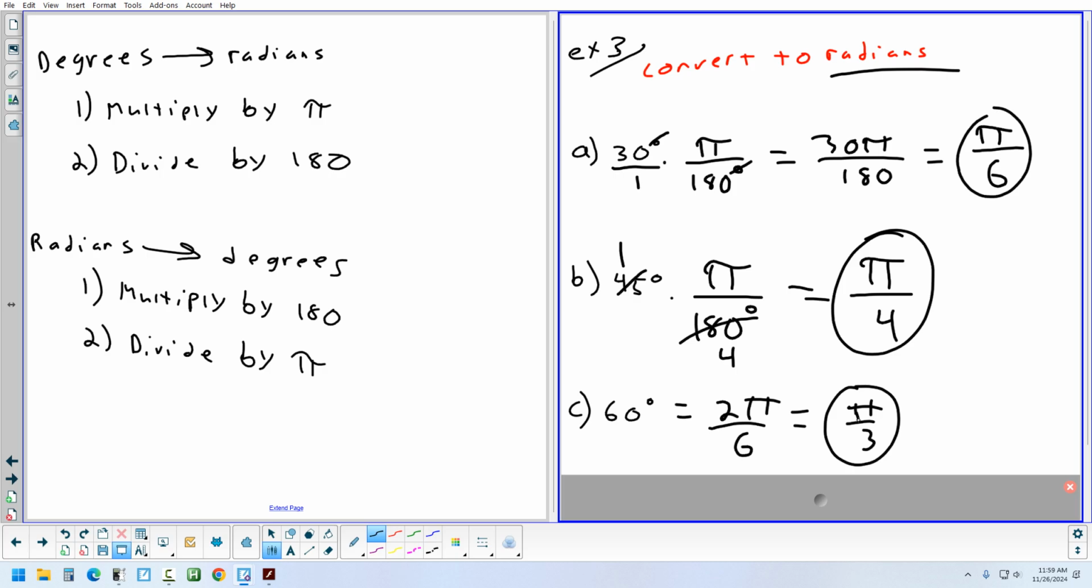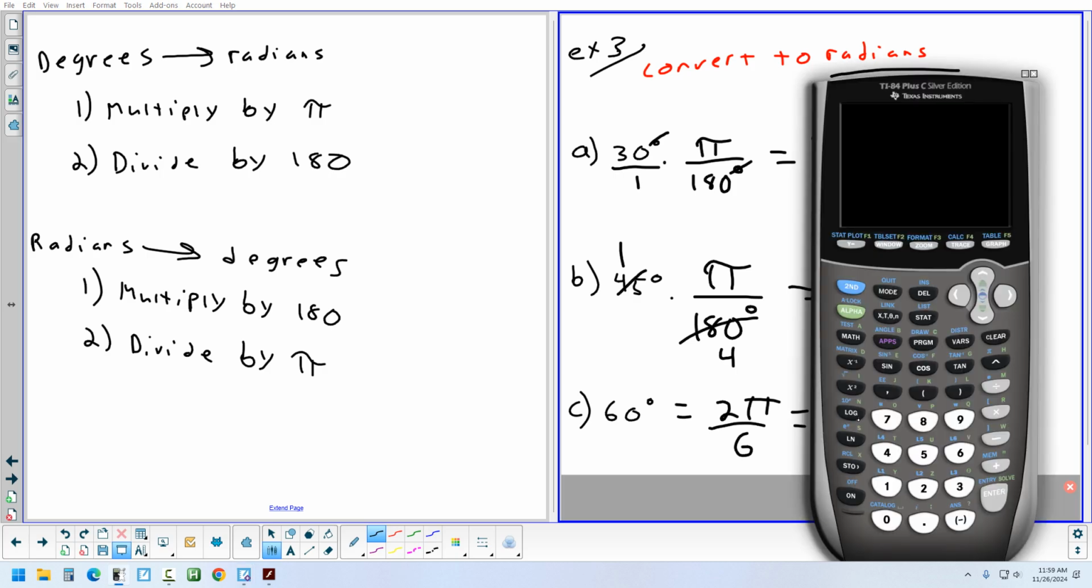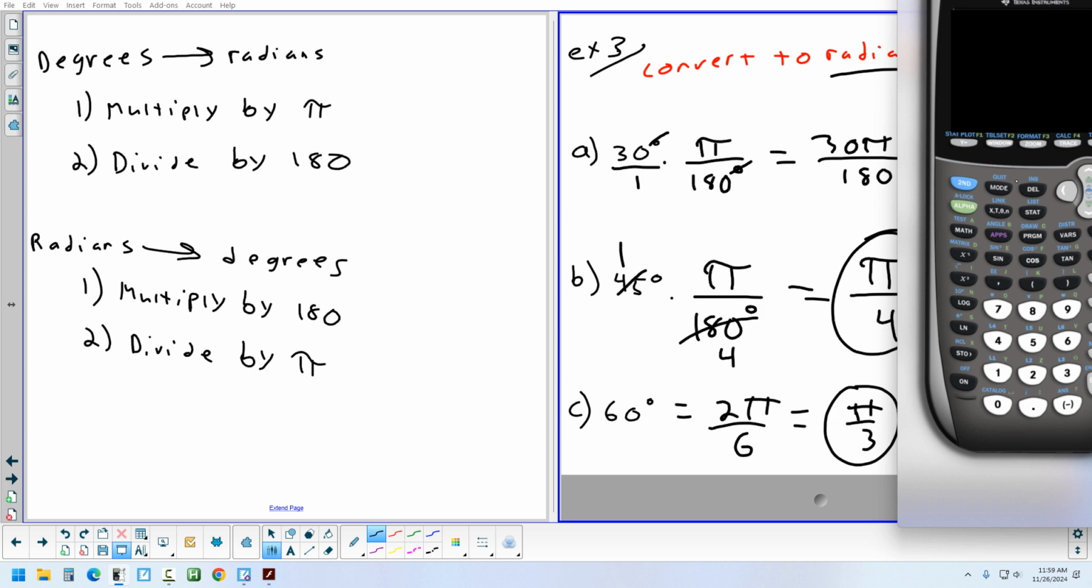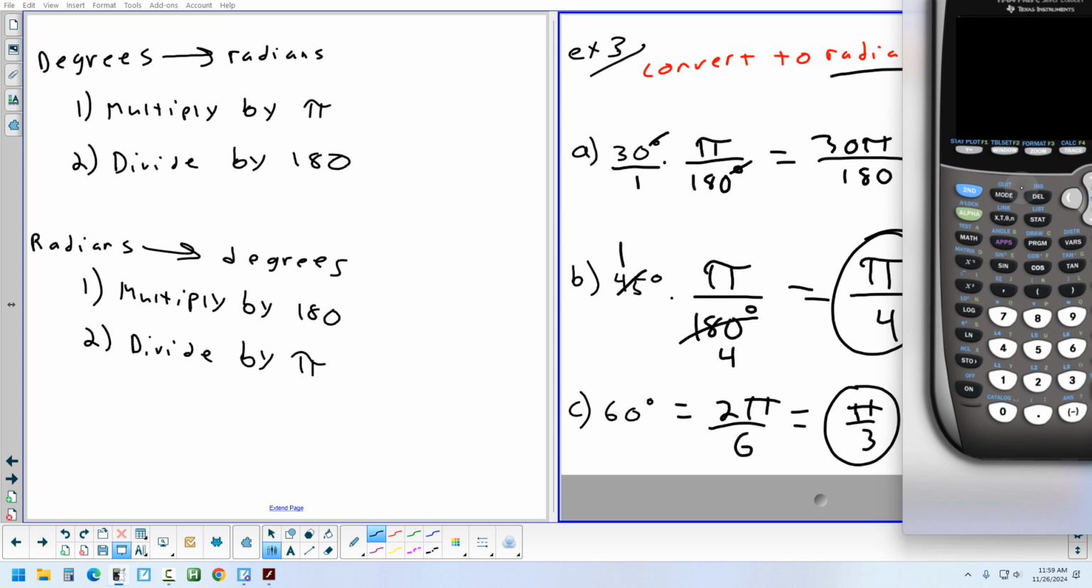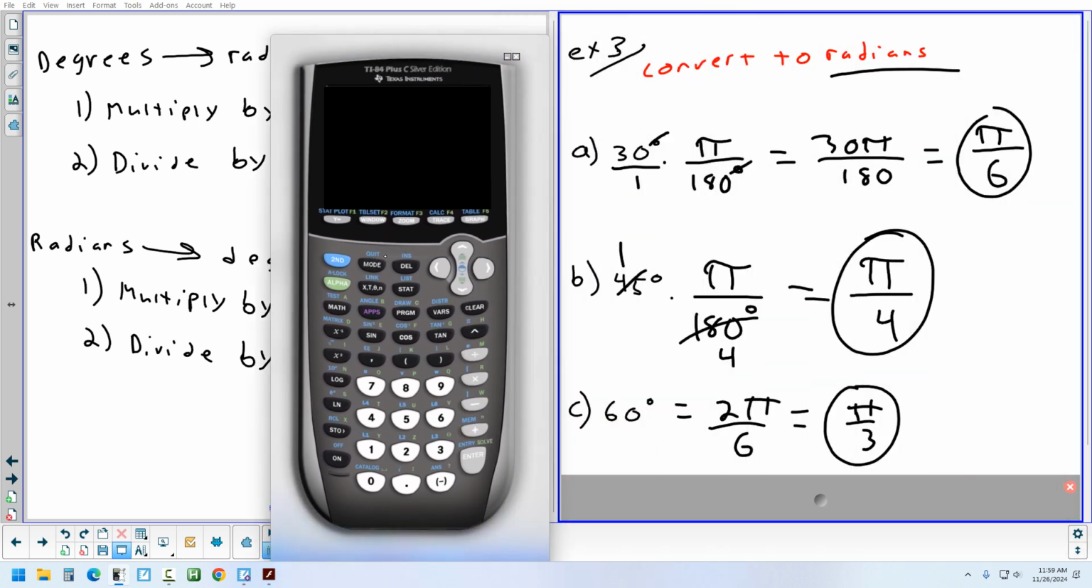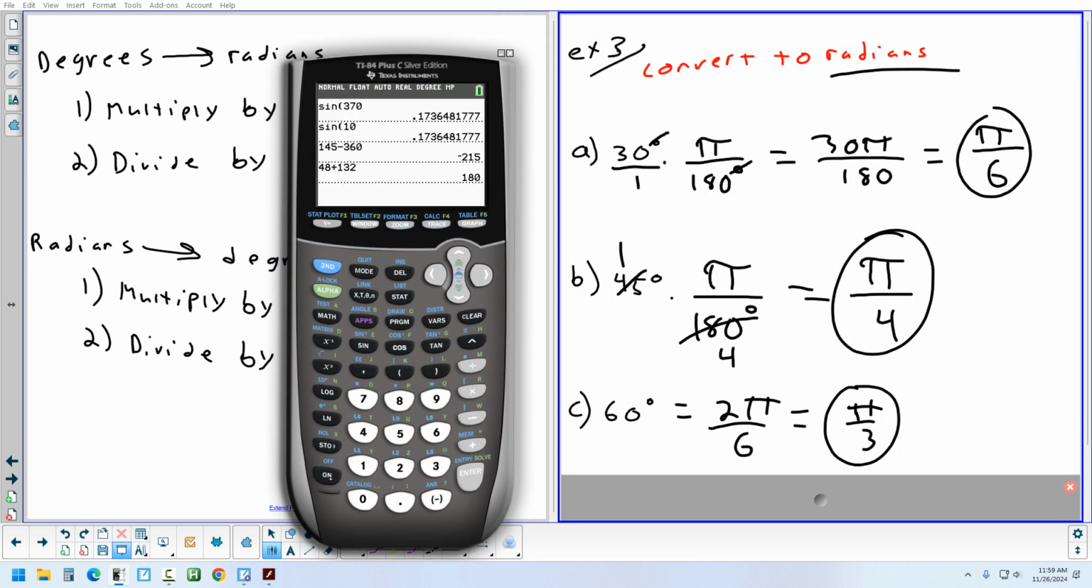If they wanted a decimal, let's just practice one of those. How do you think I would round that to a decimal? Pi over 3. Tell me the buttons I would press on the calculator. Yeah? 3.14. No, I don't want to use 3.14. Yeah? You would use second and then the arrow.